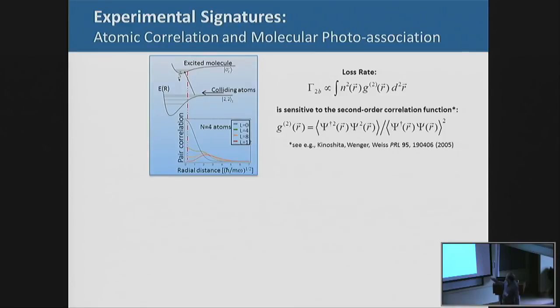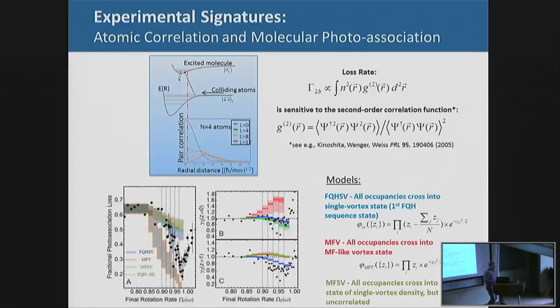And so this is basically a way to probe the second order correlation function at short range. And if we apply that in our sample, what you can see is, as a function of the final rotation rate, as we get closer to the centrifugal limit, we see that this photo association loss rate is strongly depressed. Okay?